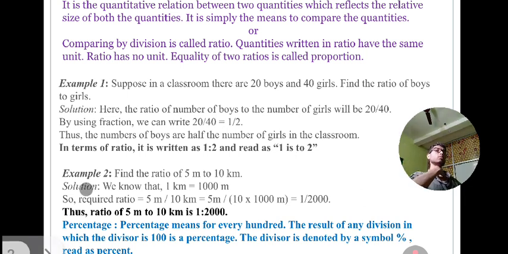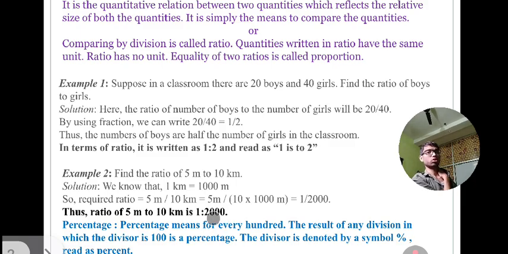Example 2: find the ratio of 5 meters to 10 kilometers. So 5 meters and 10 kilometers, that is 5 upon 10,000 meters. Simplifying, we get 1 upon 2000. Here we are saying that the ratio of 5 meters to 10 kilometers is 1 is to 2000.